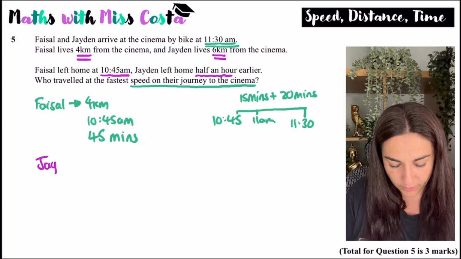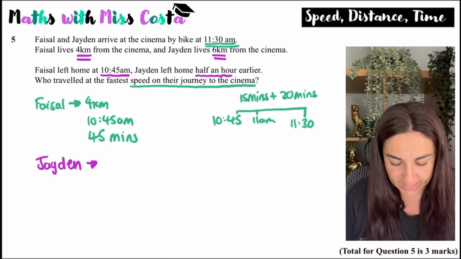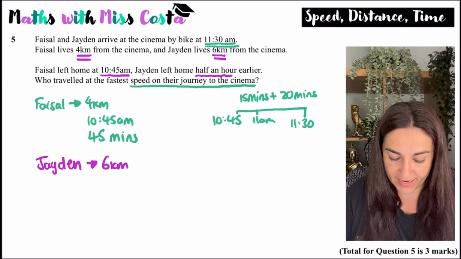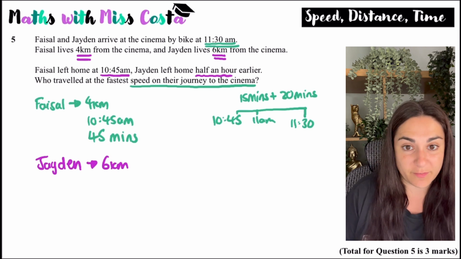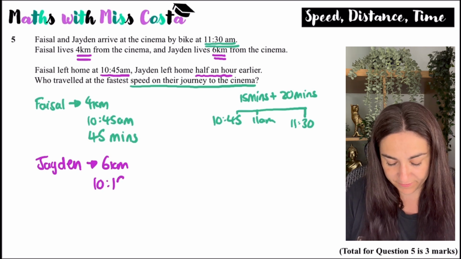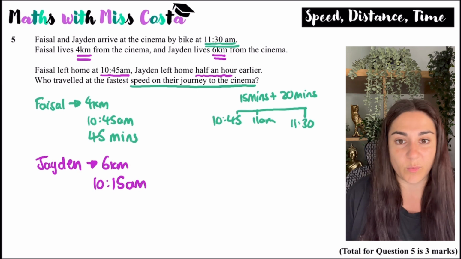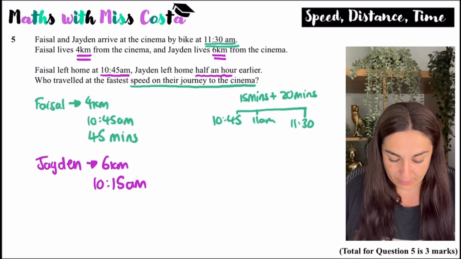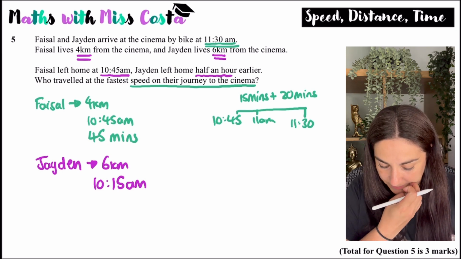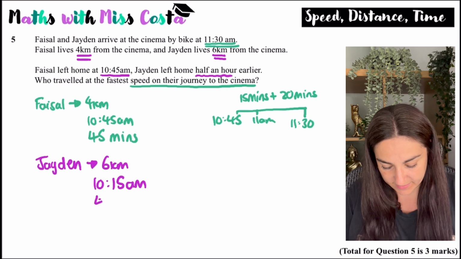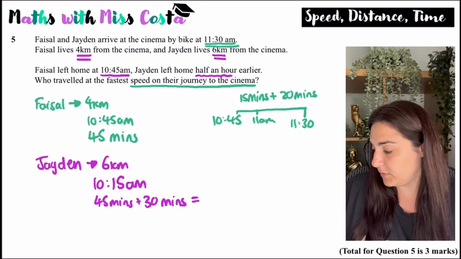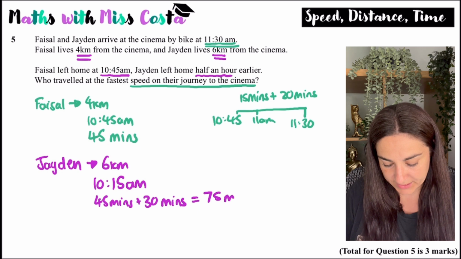Now, Jaden, what do we know about Jaden? He lives 6 kilometers away, and he left home half an hour earlier than Faisal. So if Faisal left at 10:15... sorry, if Faisal left at 10:45, that means Jaden must have left at 10:15 a.m., so we take away half an hour. And if he left half an hour earlier, then it took him 45 minutes plus half an hour, which is 30 minutes. So his total travel time would be 45 plus 30, which is 75 minutes.